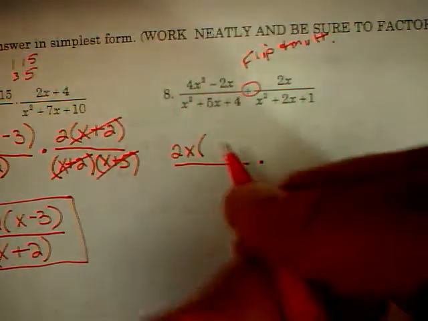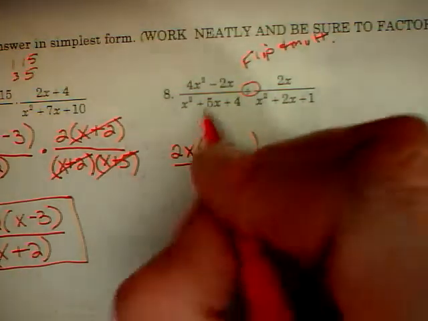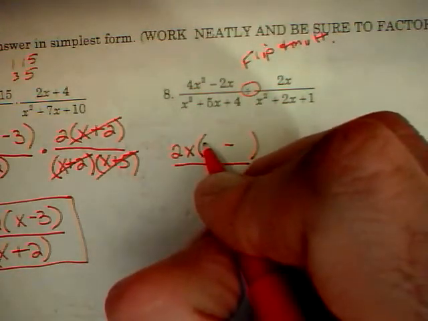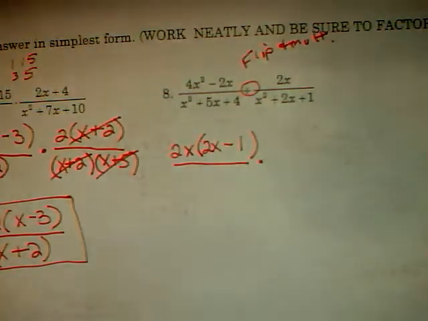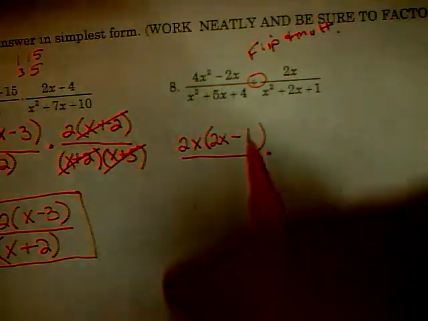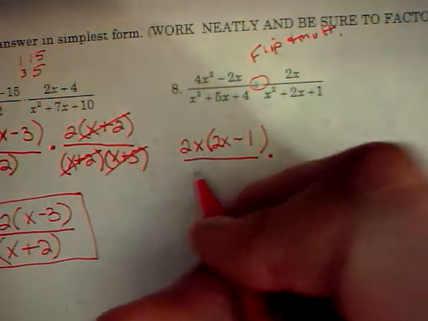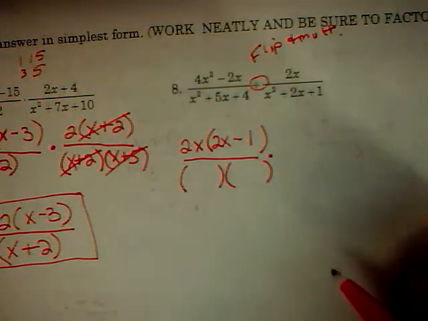So we take a 2x out, and you're going to be left with something minus something. Take a 2x out of 4x squared, and that leaves you with 2x. Take a 2x out of 2x, and that goes in there one time. Okay. Then in the denominator, there does not appear to be a greatest common factor.